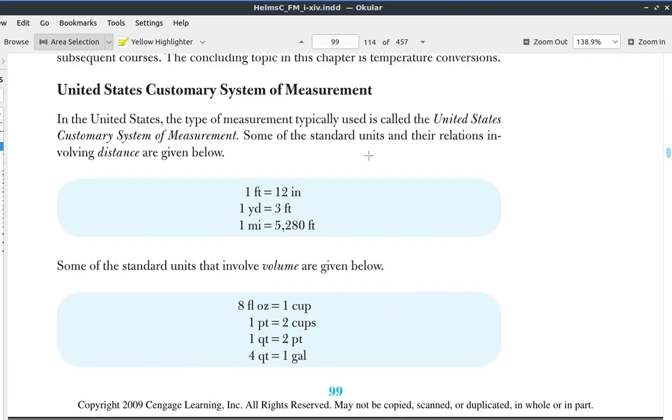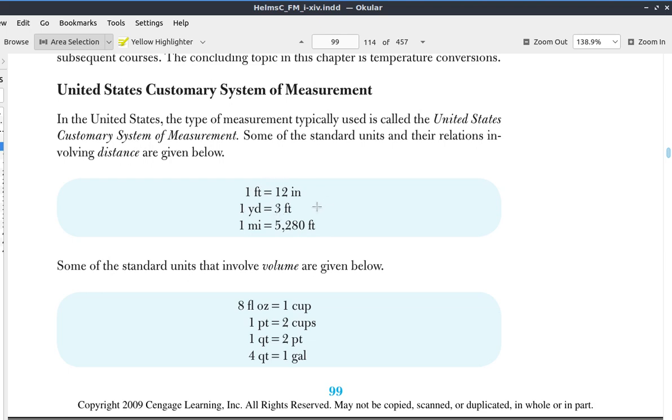Now, here it starts with the United States customary system of measurement. It's different from the international system, which is mainly British. But the system of unit, called SI unit, is becoming more dominant as more items are being manufactured outside of the United States. All right. In the United States, the type of measurement typically used is called the United States customary system of measurement. Some of the standard units and the relation involved distance are given below.